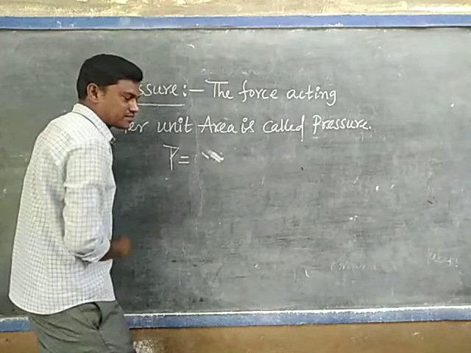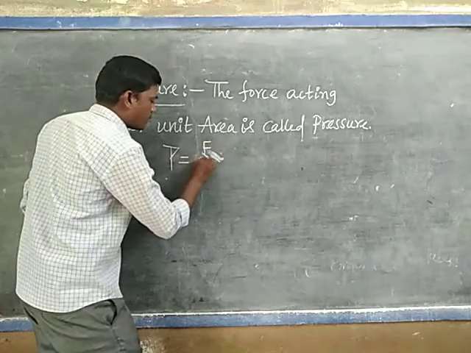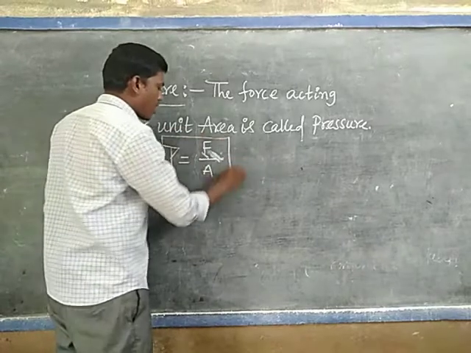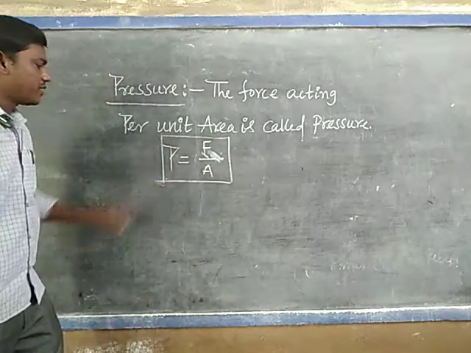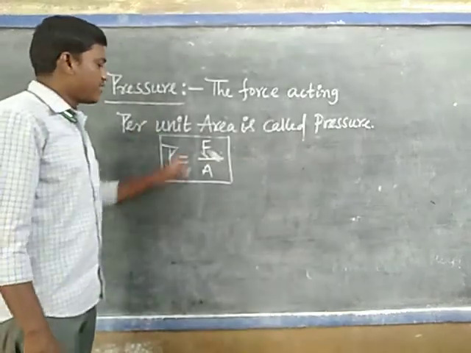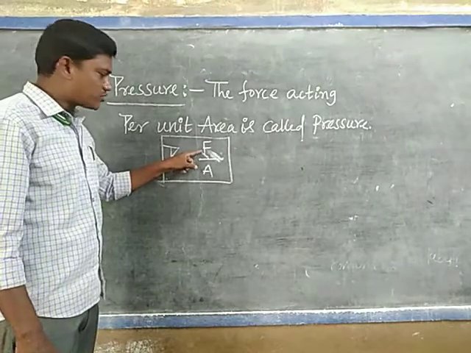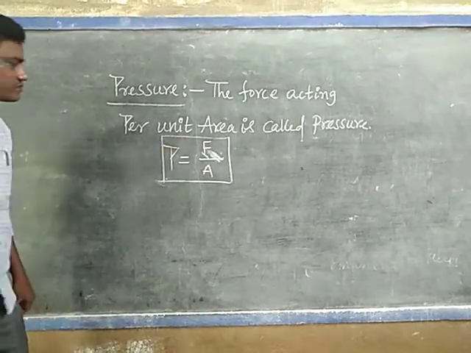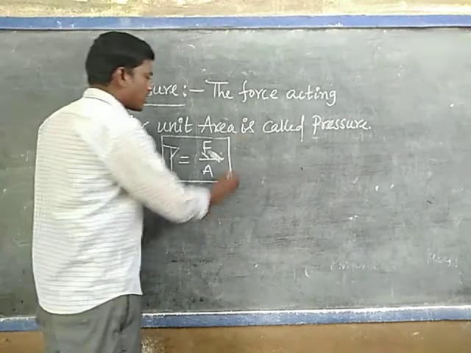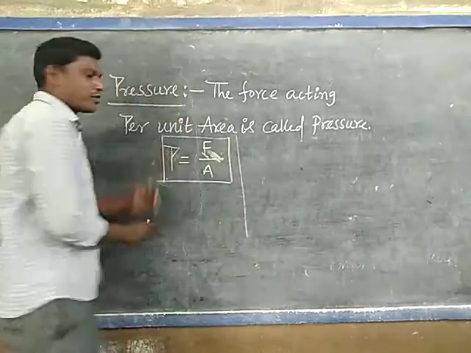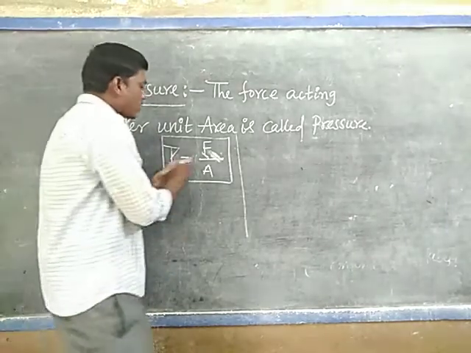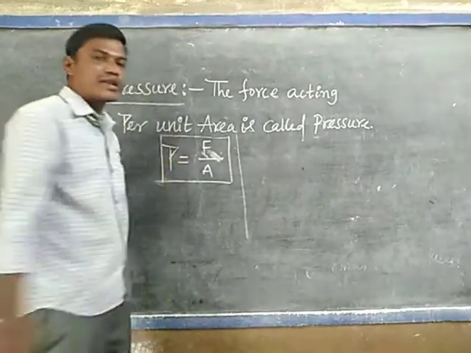P is equal to F by A. Listen, this is the formula to find the pressure. P is the pressure, F is the applied force, and A is the area of the cross section. Okay. Now, before going to some more explanation about pressure, what are the units of pressure?